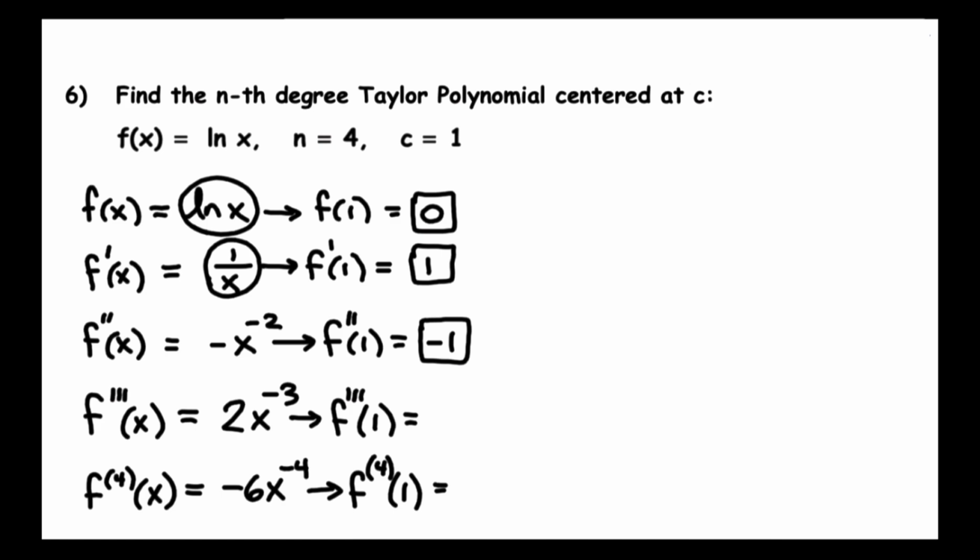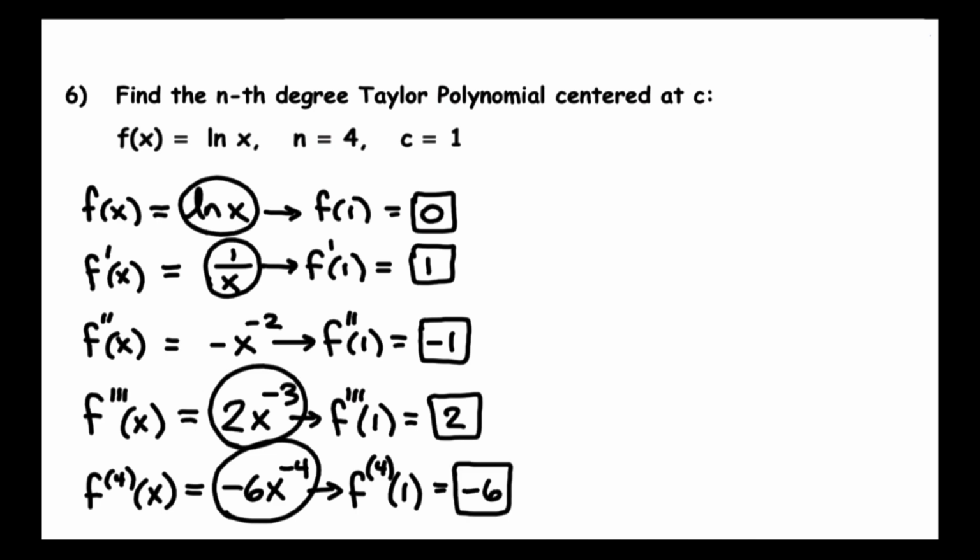You put a 1 into this, you're going to get 2/1 cubed. That's going to be 2. And finally, this is -6/1 to the 4th. That's -6. All right, 4th degree polynomial. I've got 0.